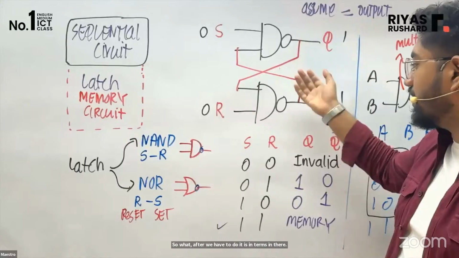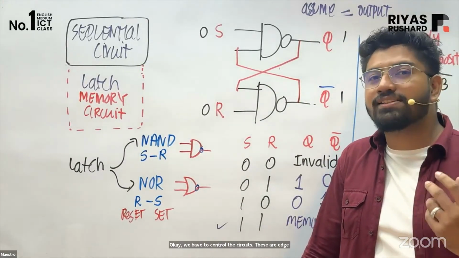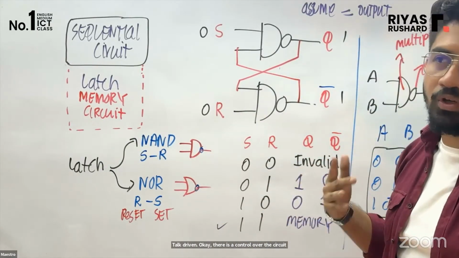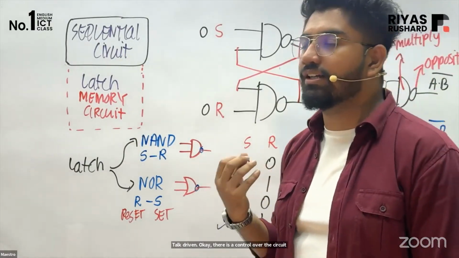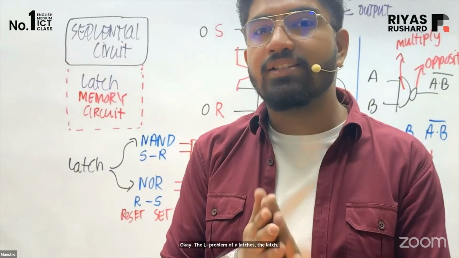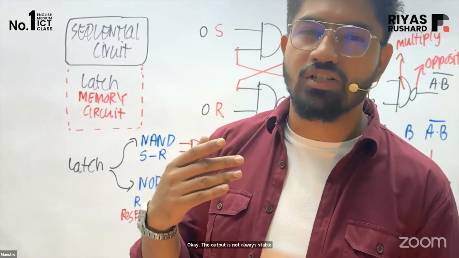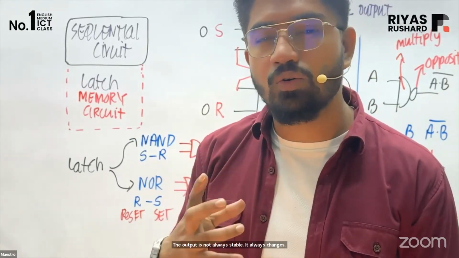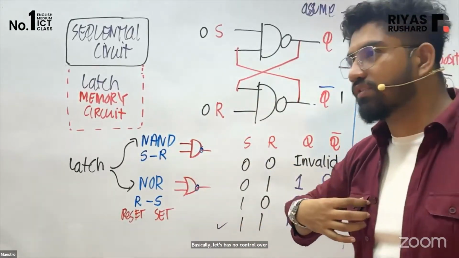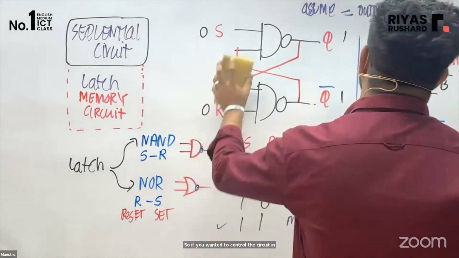These are edge triggered. Then we have clock triggered, clock driven. There is a control over the circuit. Here there is no control. If the input changes, the output changes. The problem of a latch is that it is not stable with its inputs. The output is not always stable, it always changes because there is no control over the circuit. So if you want to control the circuit, we introduce a flip flop.